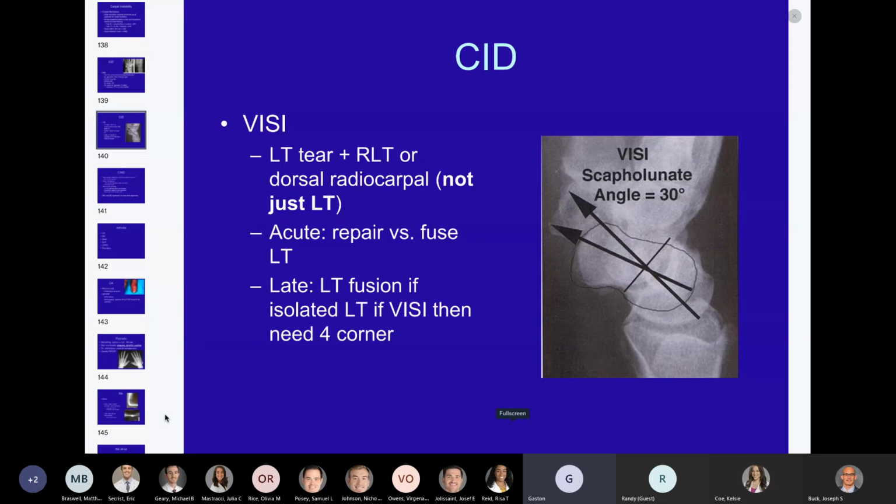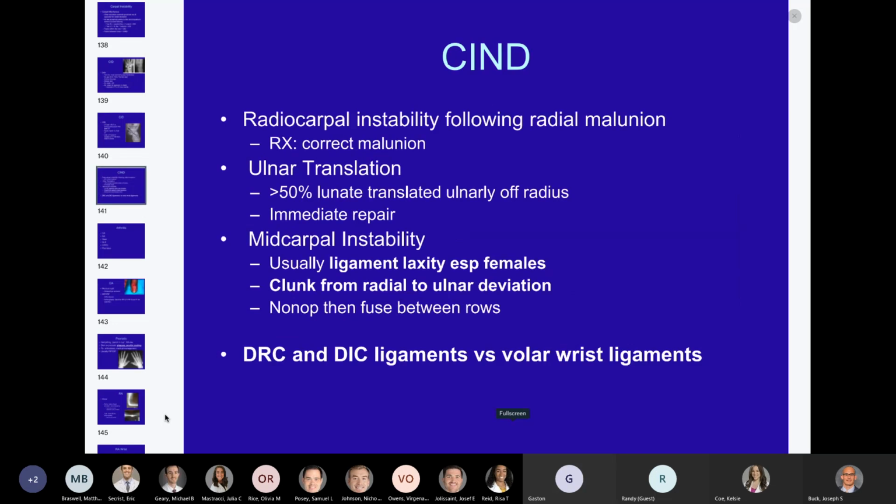We see the scaphoid's flexed and the lunate's flexed. So fair game, and it's been asked, is what structure is most likely injured? It's an LT ligament, but it's also been asked, an isolated LT ligament tear will not give you a VISI. You have to tear the secondary stabilizer. So to get this would be an LT plus radiolunotriquetral or dorsal radiocarpal ligament. Answer acutely would be fix it. Answer delayed would be either a reconstruction or an LT fusion. Next.